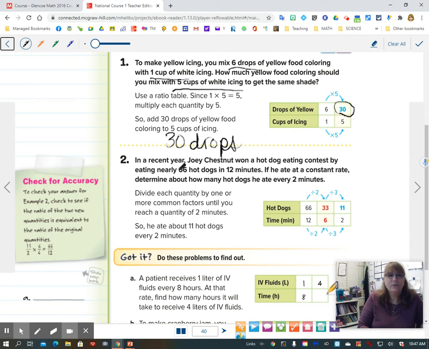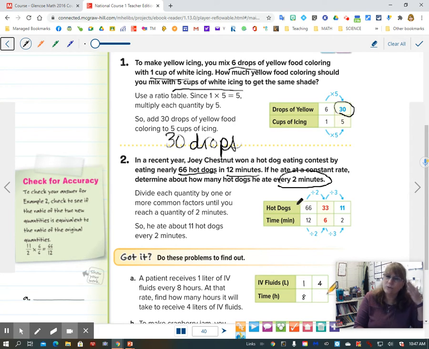Example number 2. In a recent year, Joey Chestnut won a hot dog eating contest by eating nearly 66 hot dogs in 12 minutes. If he ate at a constant rate, determine about how many hot dogs he ate every 2 minutes. So for this one, we're going to need to divide, right? Not multiply. We're getting smaller. They had 12 minutes with 66 hot dogs. We want to make it down to 2 minutes and find out how much. So you can do this one of two ways. The way they've done it is they kind of broke it down into steps.